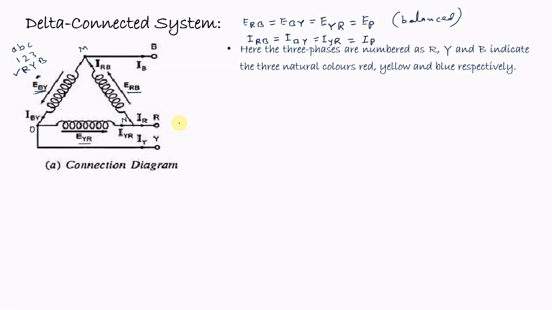Now what about the line values? As we have already discussed, the parameters related to the external circuit are considered as the line values. For example, here the current flowing to the external circuit is IB. So this current is flowing to the three-phase load. Similarly, IR is the current flowing through this external circuit, and similarly IY. So these are considered as line currents.